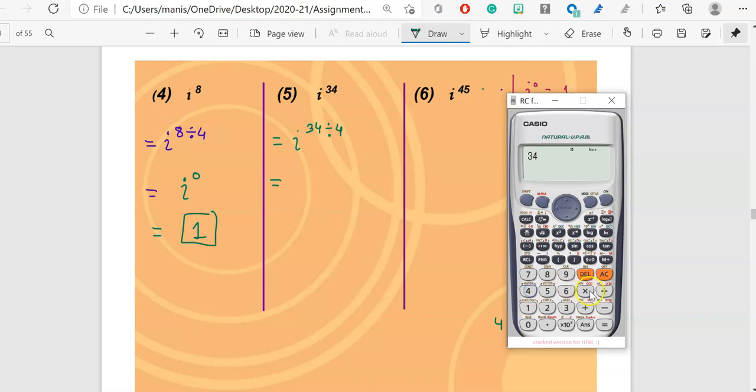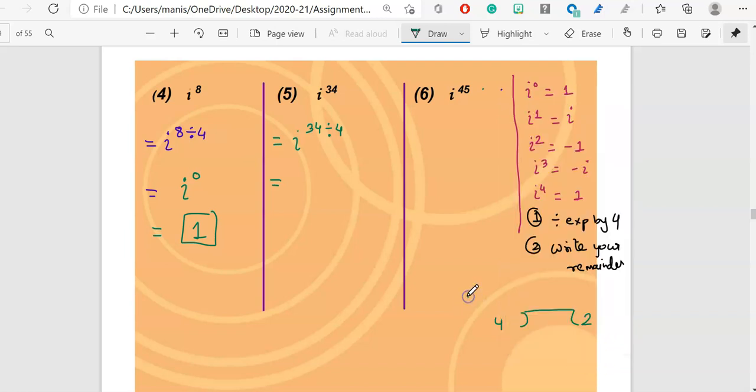I will again repeat this for you. You will divide 34 by 4. Always do this because we have been doing this. So you got this answer. In this case 8 is the quotient and 0.5 is the remainder. But it's in decimal, you need to change it to a whole number, so always remember take 0.5 and multiply by 4. What is your answer? 2. So this 2 is your remainder. This means my next step will be i to the power 2.